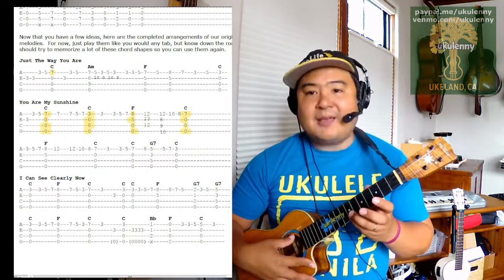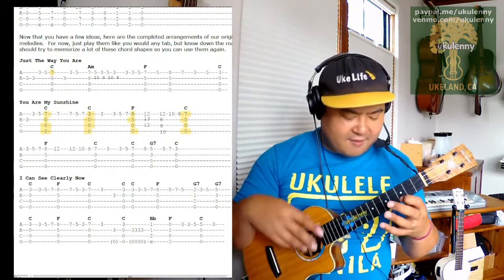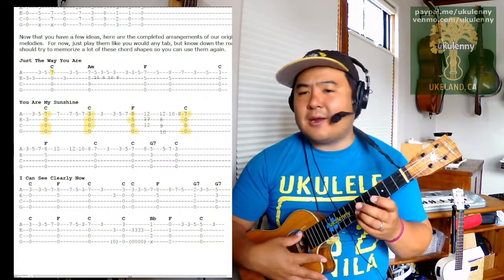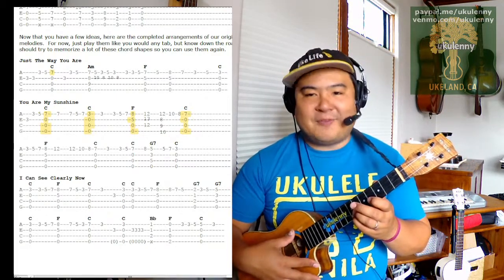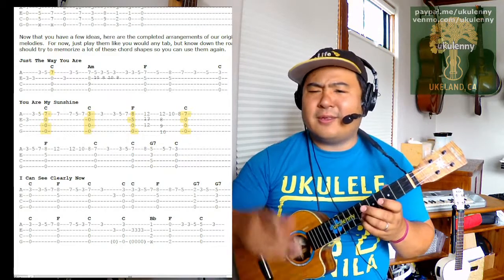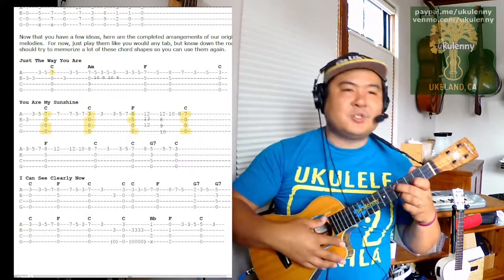You are my sunshine, my only sunshine. Oh, here's that weird F. You make me happy when skies are gray. And a weird F again. You'll never know, dear, how much I love you. So don't take. Oh, there's that G7. How do you hold that again? Oh yeah, it's like a small G7.